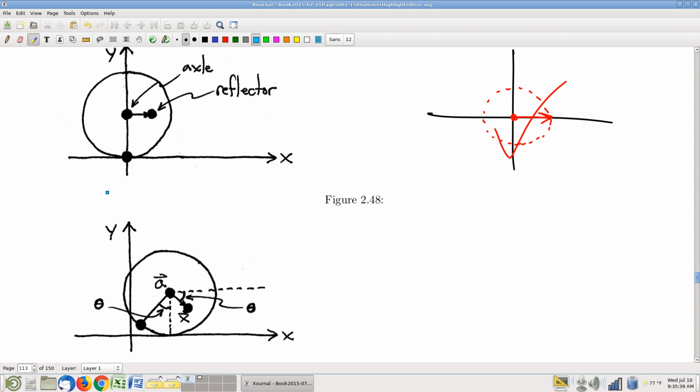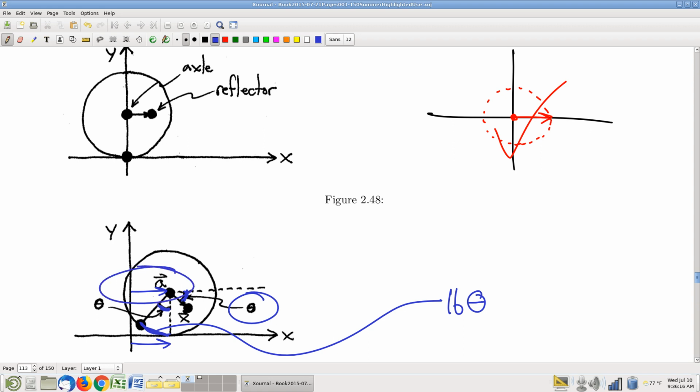In this scenario, if the wheel is rotated by an angle theta, so that angle is theta, this angle is theta, and very conveniently the amount of rubber that has touched road is 16 theta. So, flashback to a geometry class from high school: the length of an arc on a circle is the radius times the angle. So that's 16 theta, and that means that this distance is also 16 theta. The axle has moved 16 theta down the road.